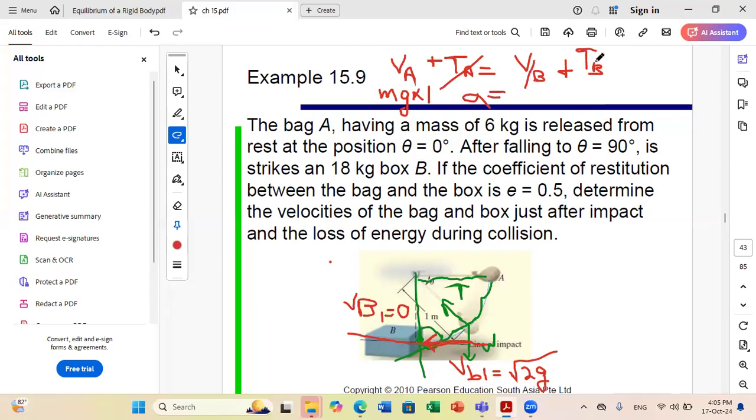And what is the kinetic energy? Half times the mass times VB1 square. The mass will simplify. Okay, I understand. Okay, and we take the 2 to the other side. It becomes V square is 2gh. So V is radical 2gh. Okay?